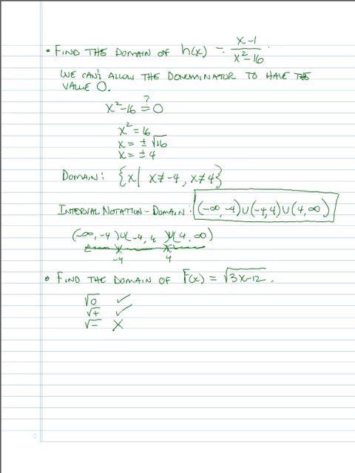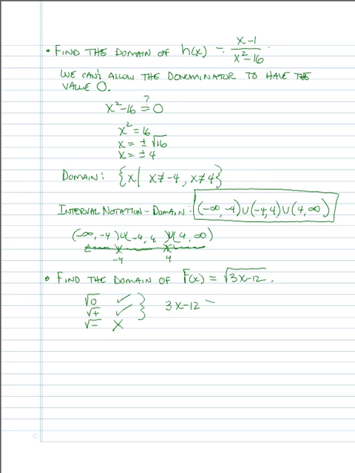So we need to make sure that what we're taking the square root of is either 0 or positive. We've got to ensure that our x's give us the square root of 0 or the square root of a positive number. Well, what are we taking the square root of? 3x minus 12. And so we have to either make sure that's equal to 0 or positive.